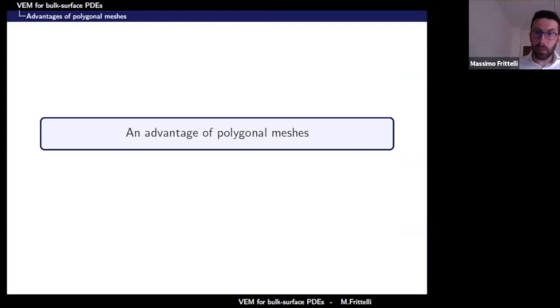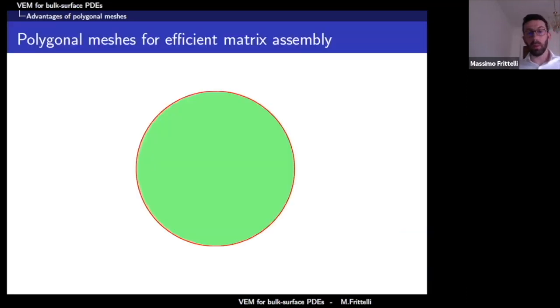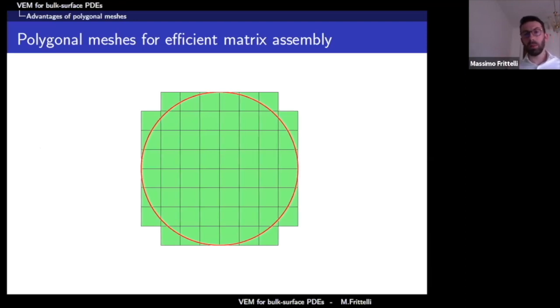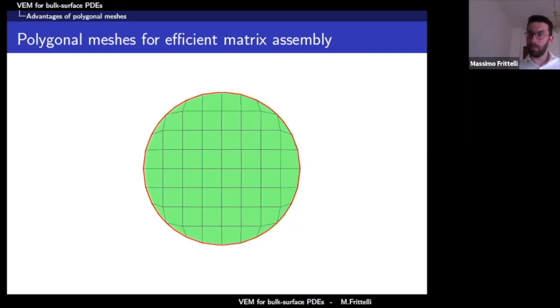So why do we need polygonal meshes in bulk surface PDEs? Well, one reason might be the following one. Take a circular bulk surface domain and take a bounding box. Split this box into equal squares, remove the squares that are outside the domain, and take the squares that intersect the boundary and cut those squares. You end up with this kind of mesh.